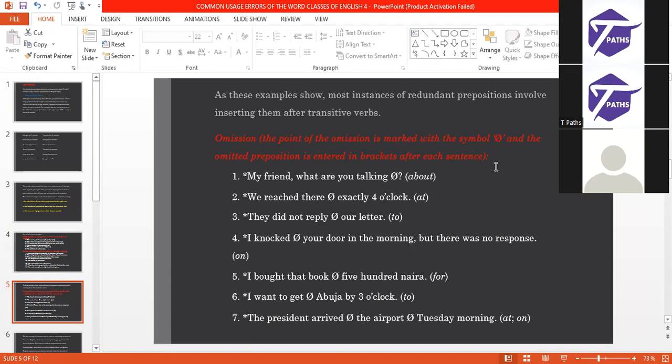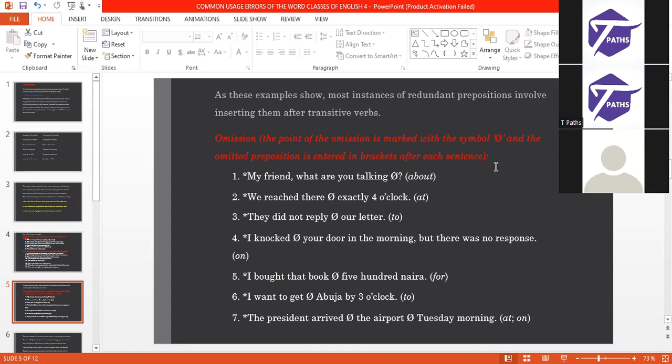That is the reason I'm teaching you common usage errors in this class. Do not continuously make this mistake or commit these errors. As tiny as these prepositions appear, using them inappropriately can lead to failure. And not being watchful, not being observant in your questions, can as well cost you a lot of things. So, omission of prepositions.